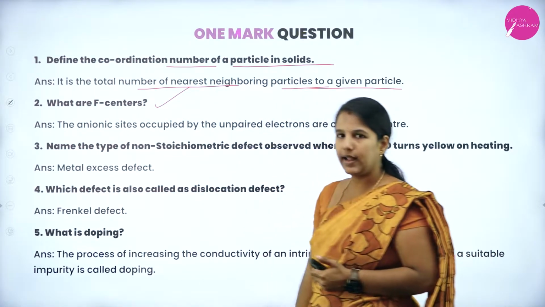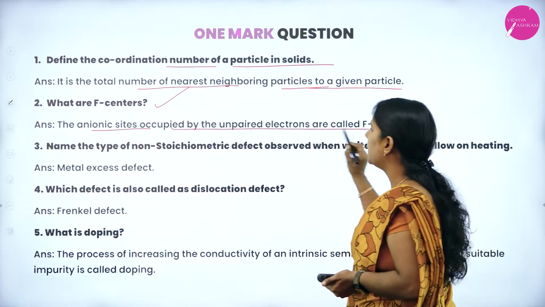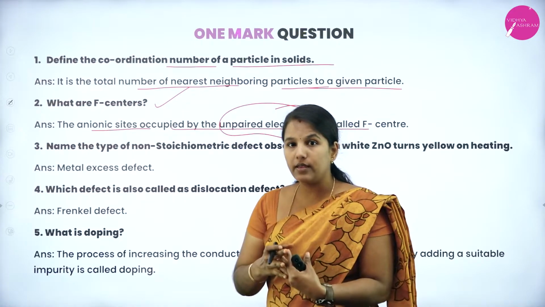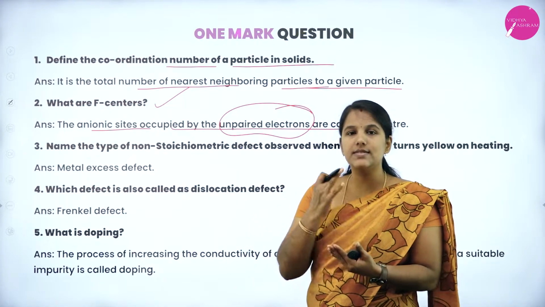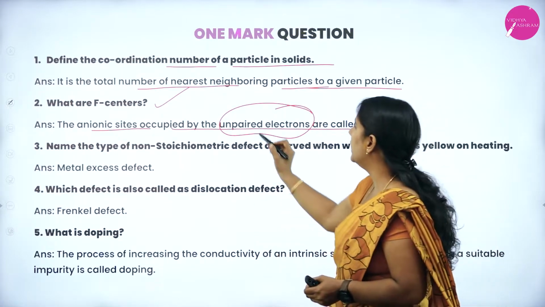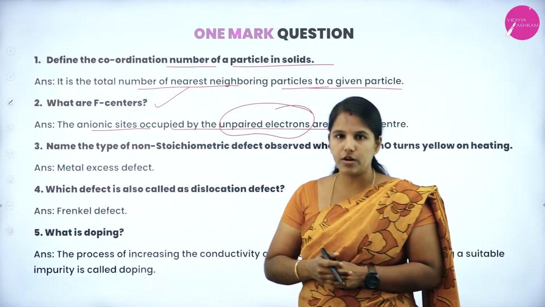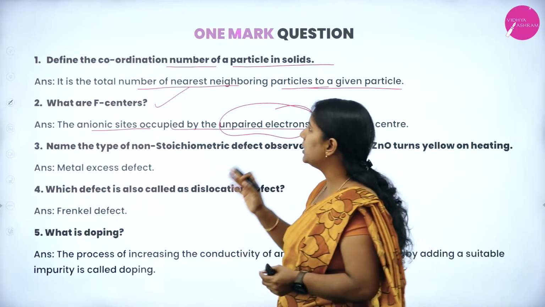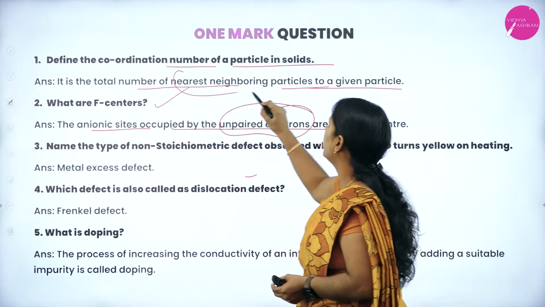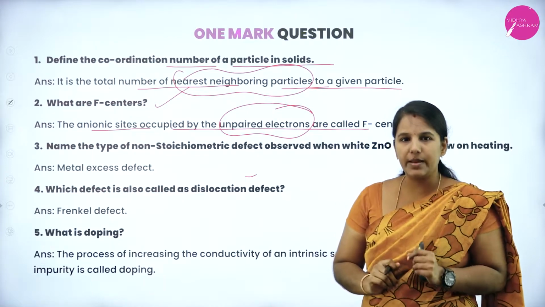Next is F center. We all know that F centers are nothing but anionic sites which are occupied by unpaired electrons. In your answers, the evaluator will look for the phrase anionic sites which are occupied by unpaired electrons. Even in the coordination number answer, they look for the sentence that coordination number is the total number of nearest neighboring particles. It is very, very important.